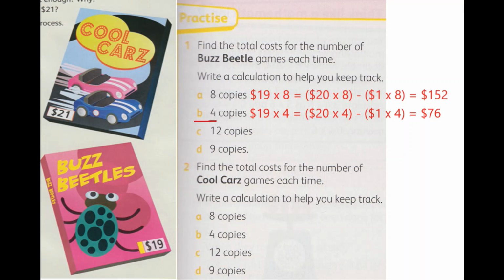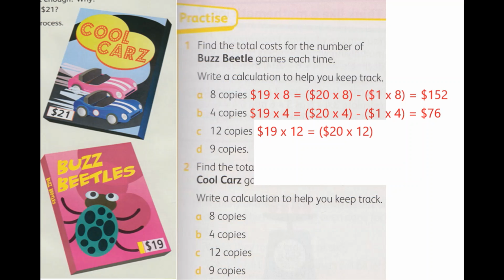Okay, letter C, we've got 12 copies. So we're going to do the exact same thing. We're going to take the $19 and multiply it by 12. Then we're going to round it up again. So we're going to take the $20 times 12 and then subtract $1 times 12. So 20 times 12 equals $240, and then we subtract 1 times 12, which is $12. So we've got $240 minus 12, which equals $228.